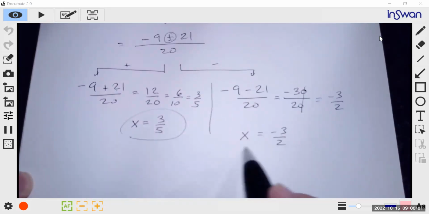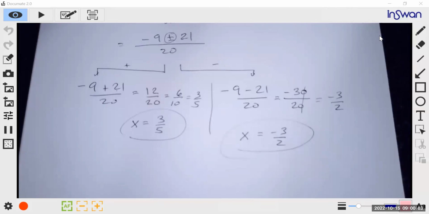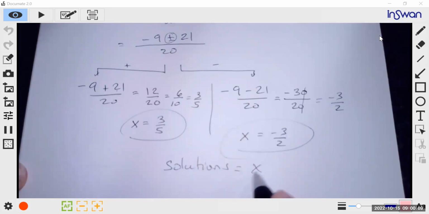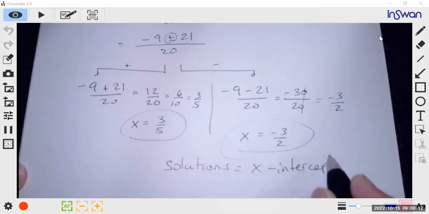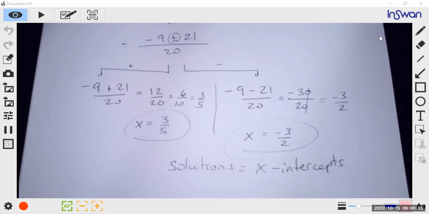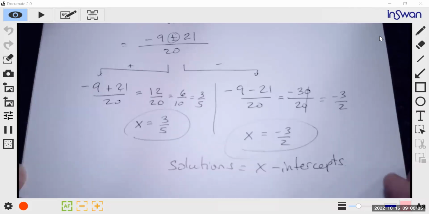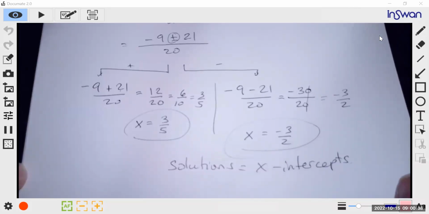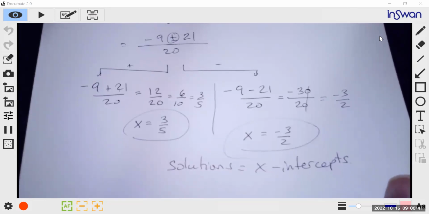Again, what do these two numbers represent? Those are my solutions. Yes, they represent the x-intercepts, where the line crosses the x-axis. That's where your graph crosses the x-axis. All right. Let's look at graphs. That's how you solve those things.